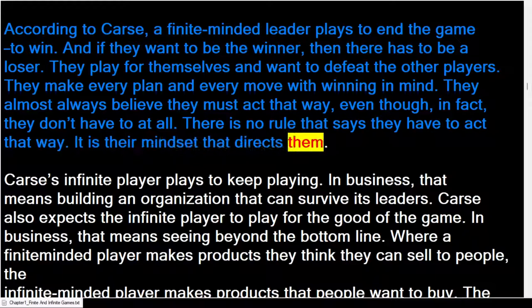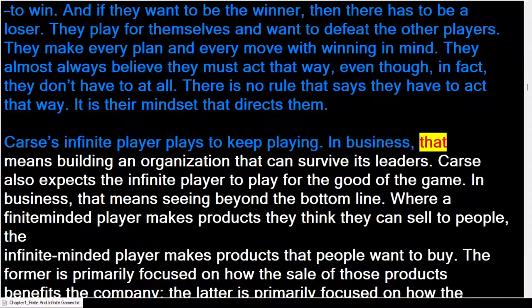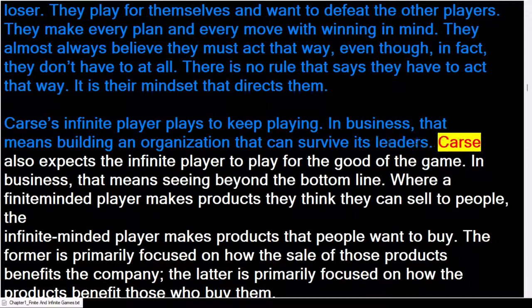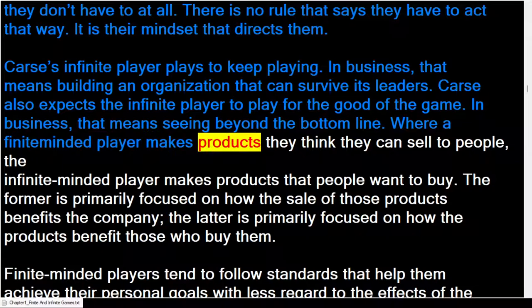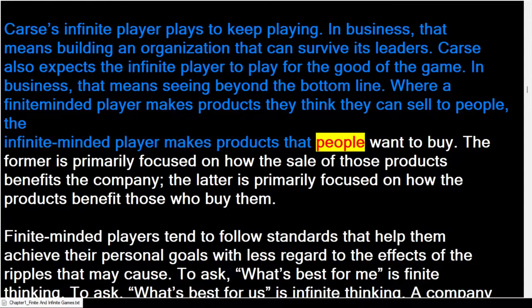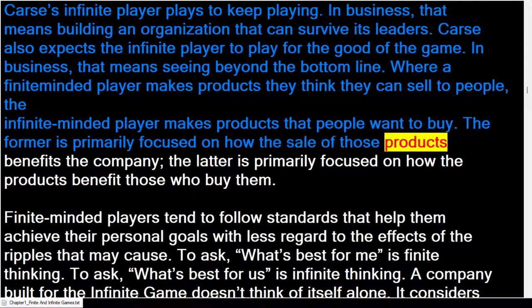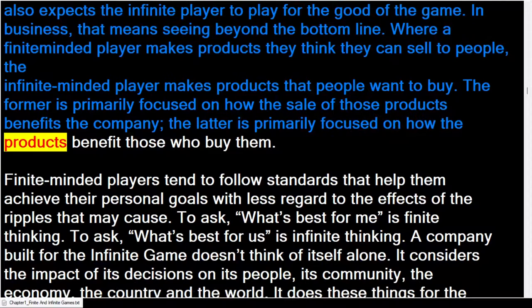Carse's infinite player plays to keep playing. In business, that means building an organization that can survive its leaders. Carse also expects the infinite player to play for the good of the game. In business, that means seeing beyond the bottom line. Where a finite-minded player makes products they think they can sell to people, the infinite-minded player makes products that people want to buy. The former is primarily focused on how the sale of those products benefits the company, the latter is primarily focused on how the products benefit those who buy them.